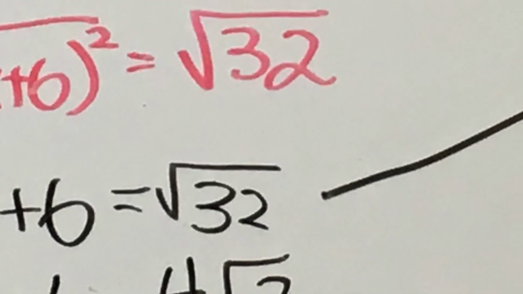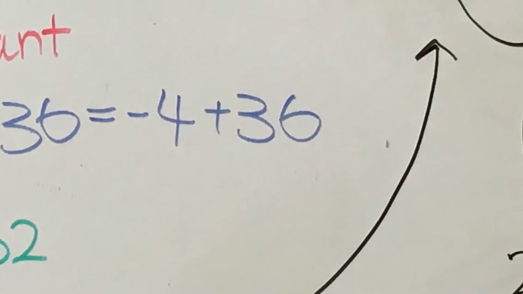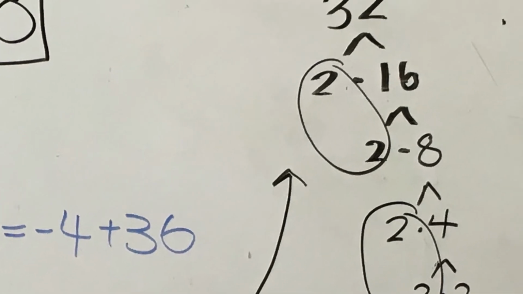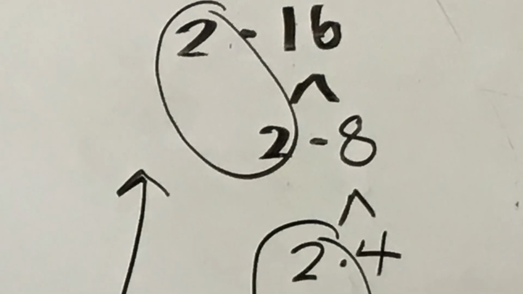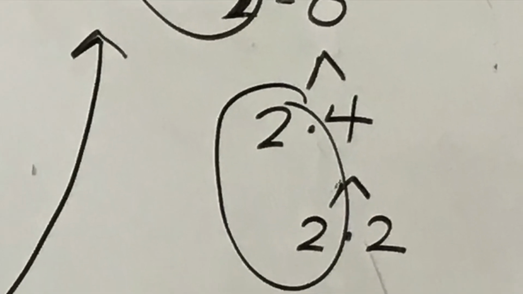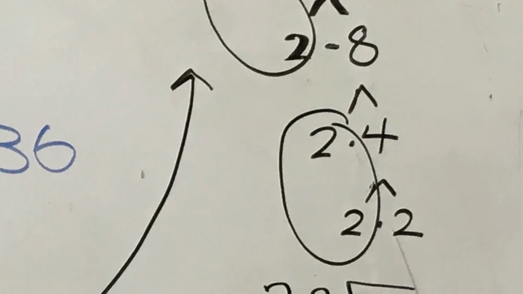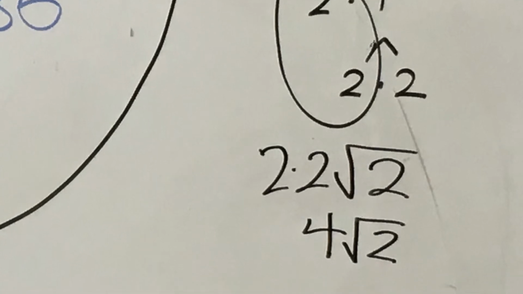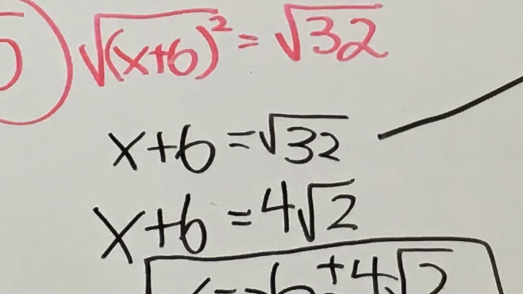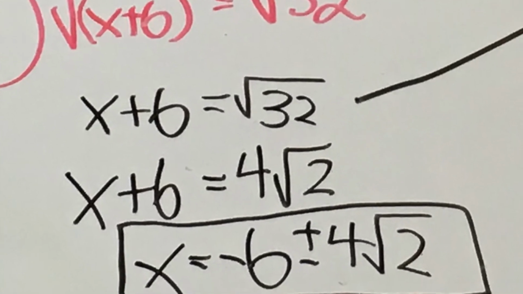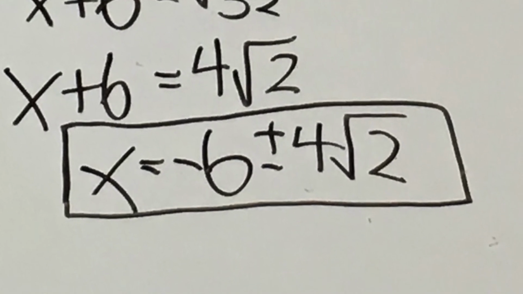The square root of 32 can be simplified further, so in order to do that, we're going to use a factor tree to pull out the pairs that can be used to simplify it. So you split up 32 into 2 times 16, 2 times 8, 2 times 4, 2 times 2, and then you circle your pairs of 2, so you're left with 2 times 2 square root of 2, which leaves you with x plus 6 equals 4 square root 2. To finish off the problem, you're going to subtract 6, which leaves you with x equals negative 6 plus or minus 4 square root 2.